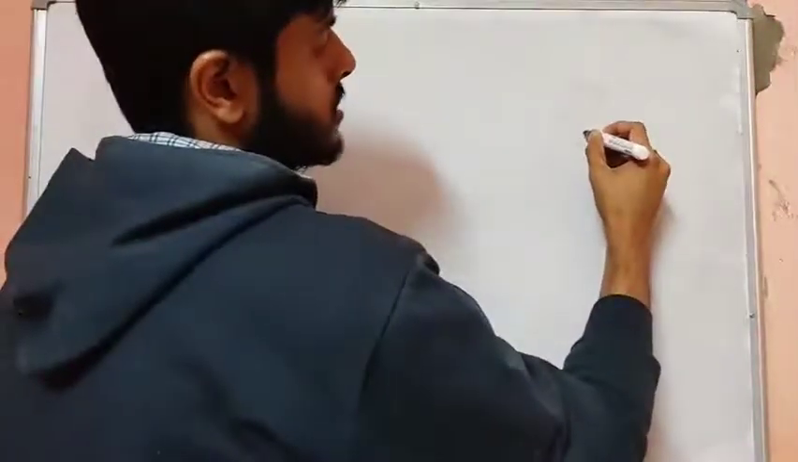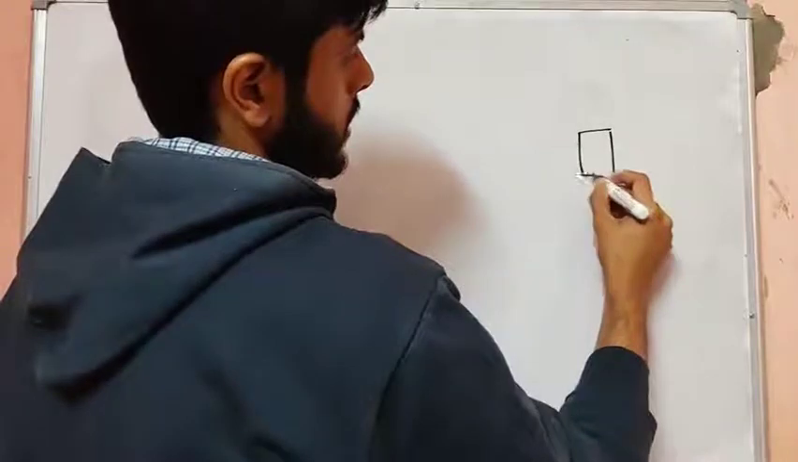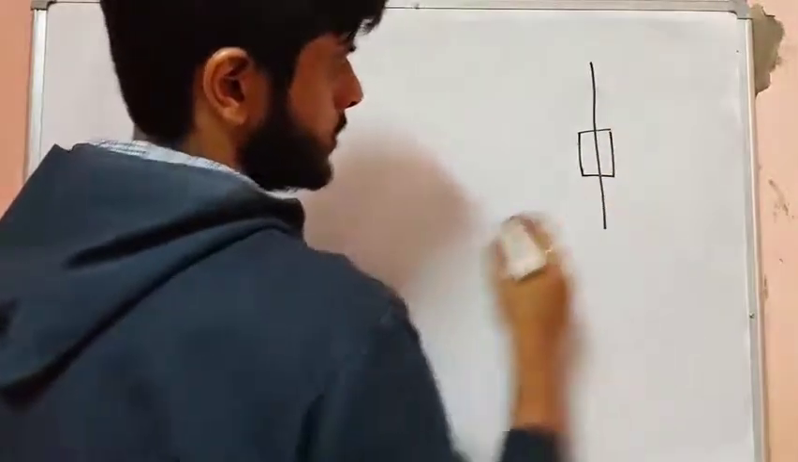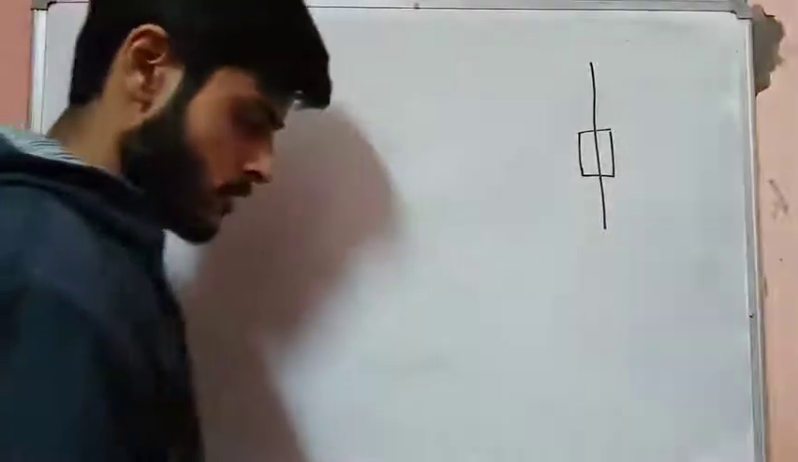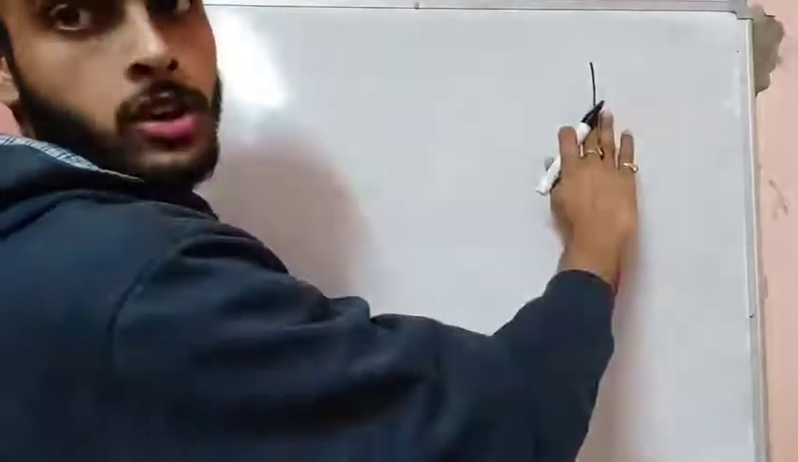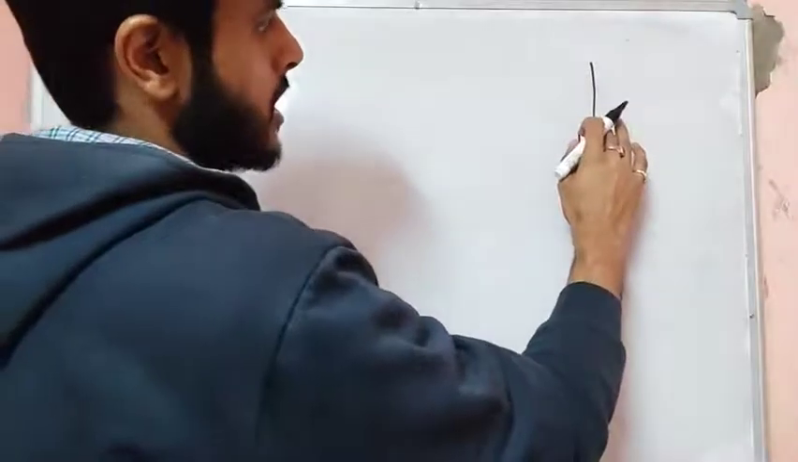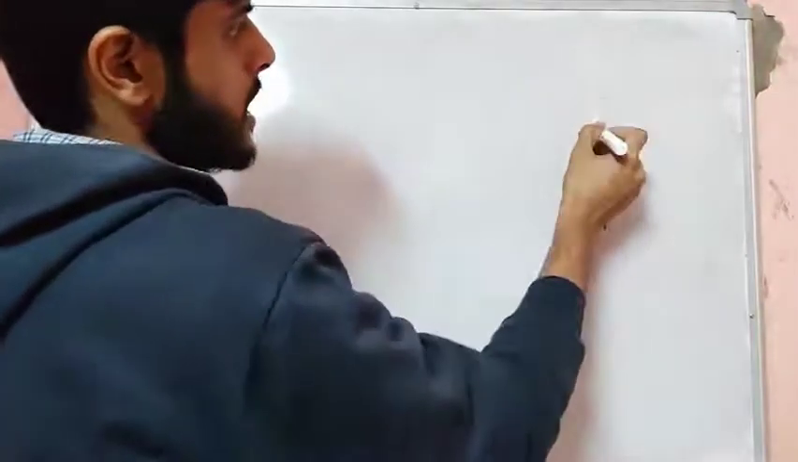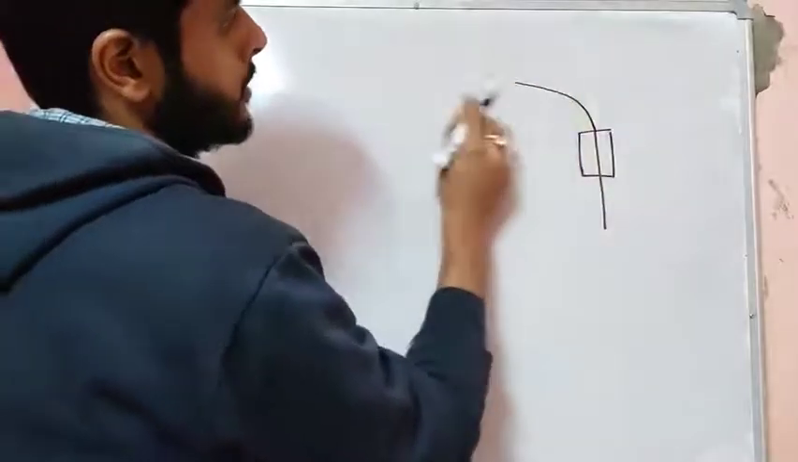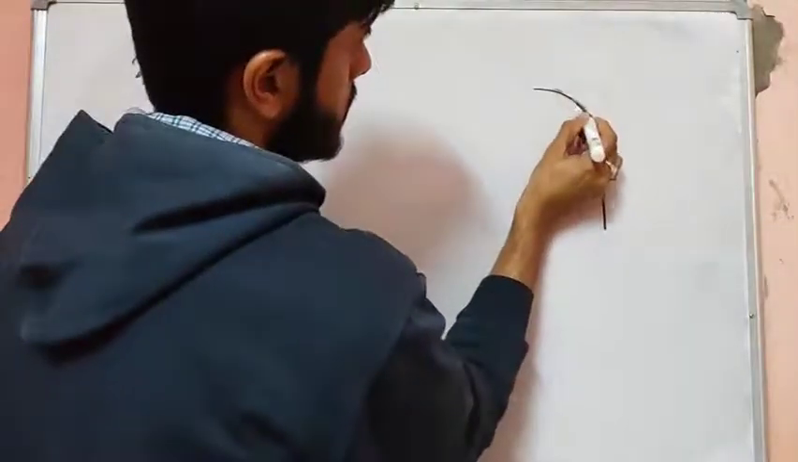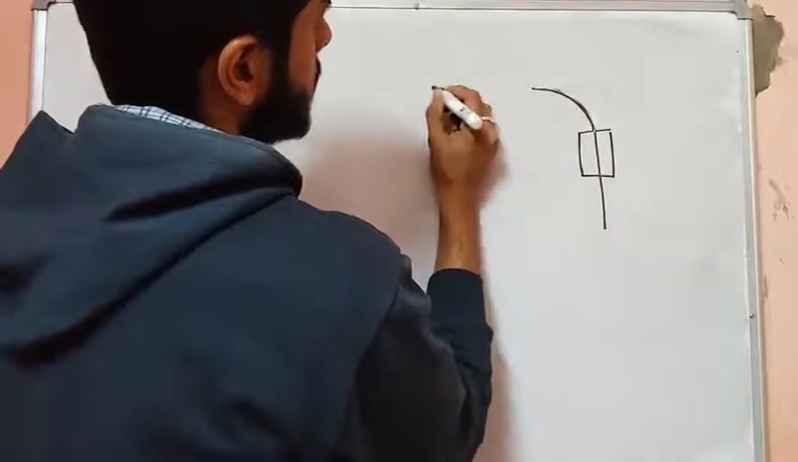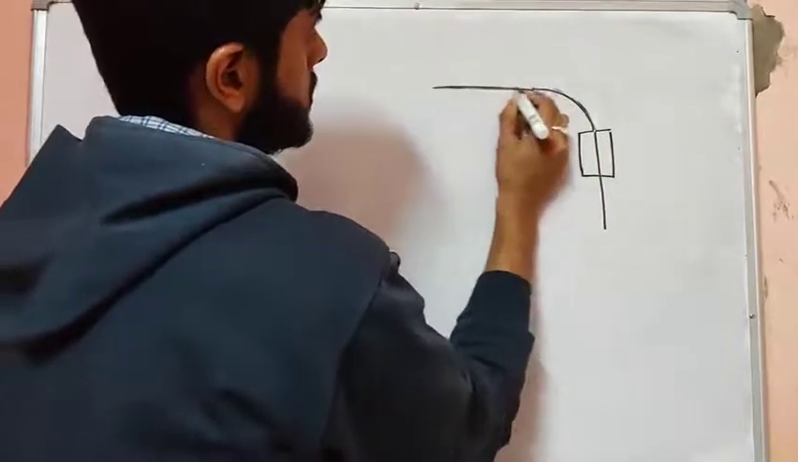Okay, so let's try to solve the first problem. This is from GATE 2016. A car is moving on a horizontal road. Let's say we have a car like this, moving on a horizontal road, and it experiences a circular turn like this.